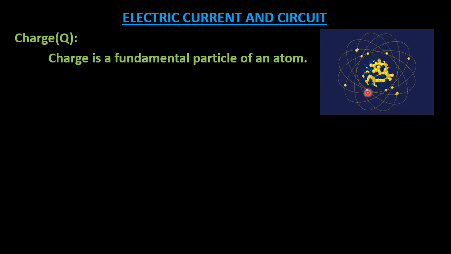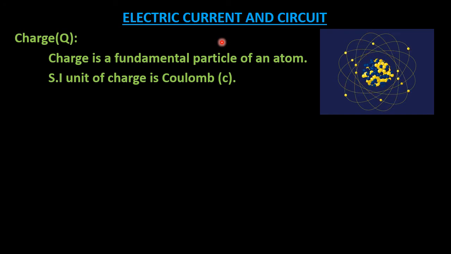Every matter around us is made up of atoms. An atom looks like this. Inside the atom there will be a nucleus, in which there will be protons and neutrons, and the proton will be positively charged and the neutron will be neutral. Neutral means it does not contain charge. And outside this nucleus, moving electrons will be revolving around the nucleus, and these electrons contain negative charge. So these are the three fundamental particles of an atom, and the SI unit of charge is coulomb. It is represented by C.